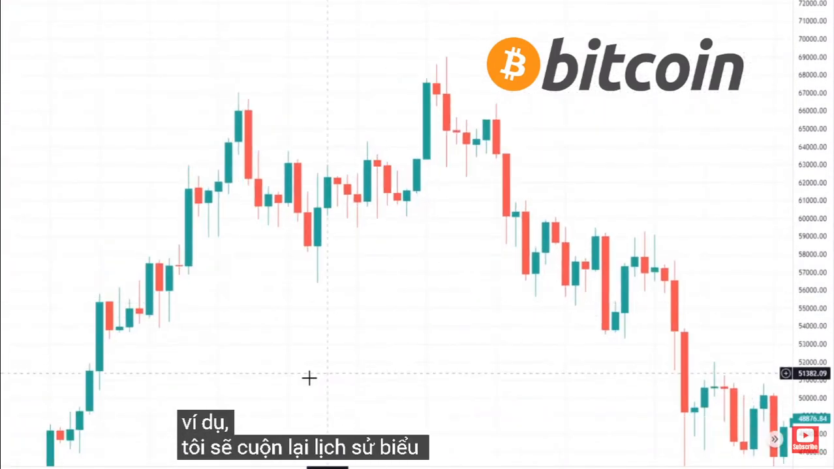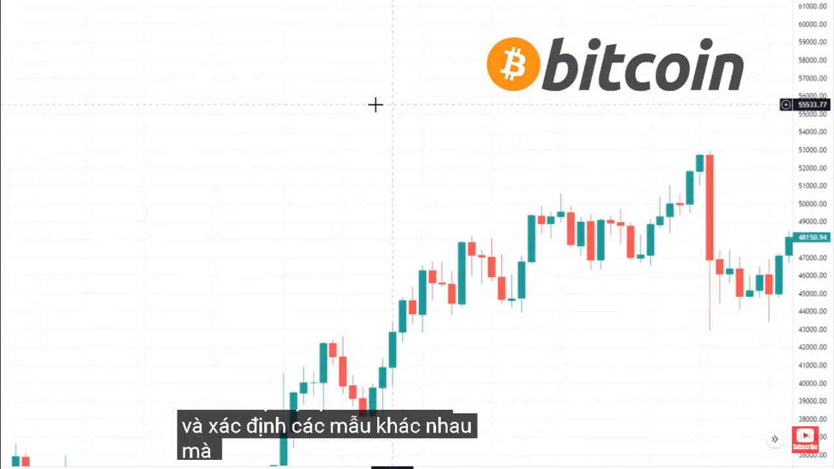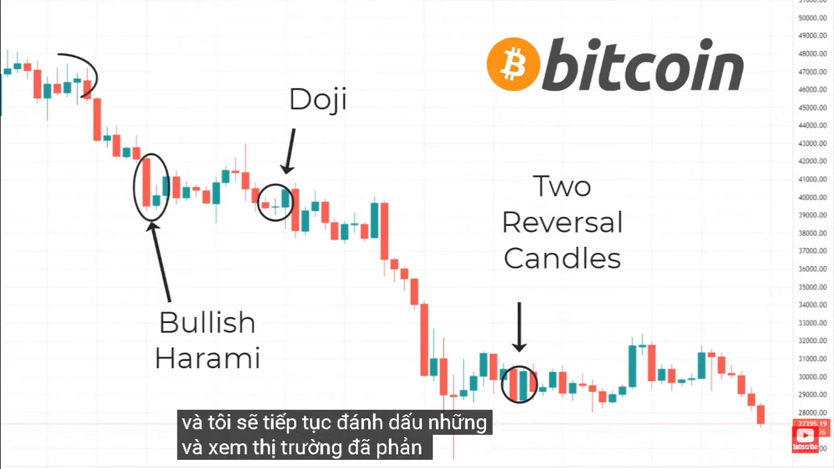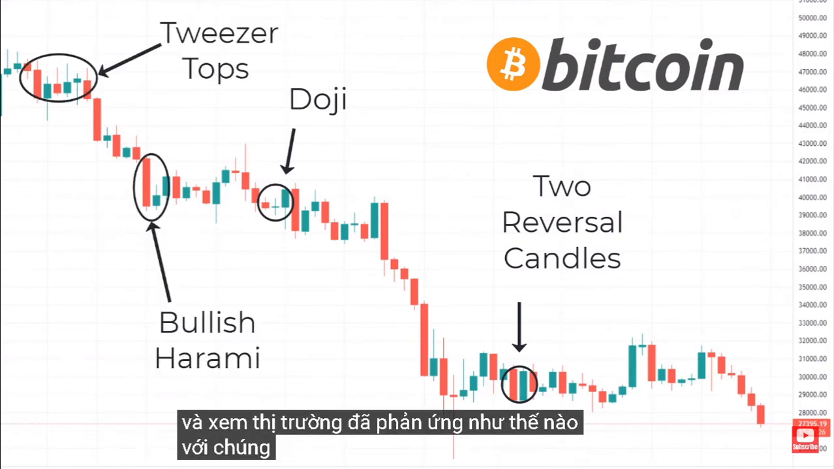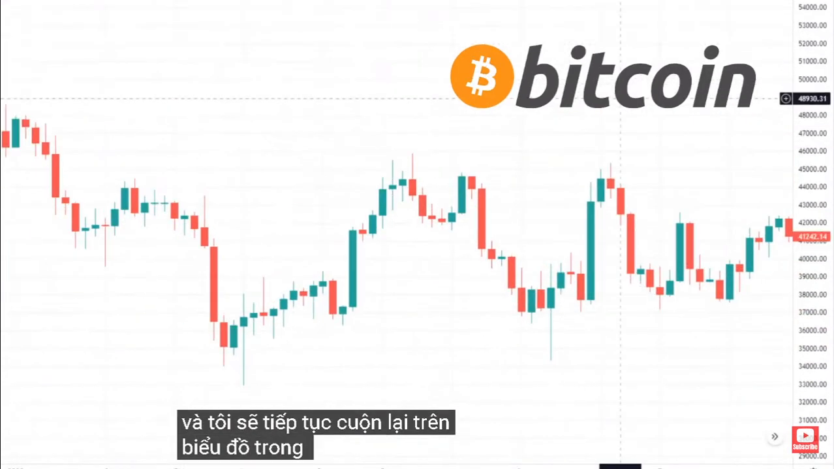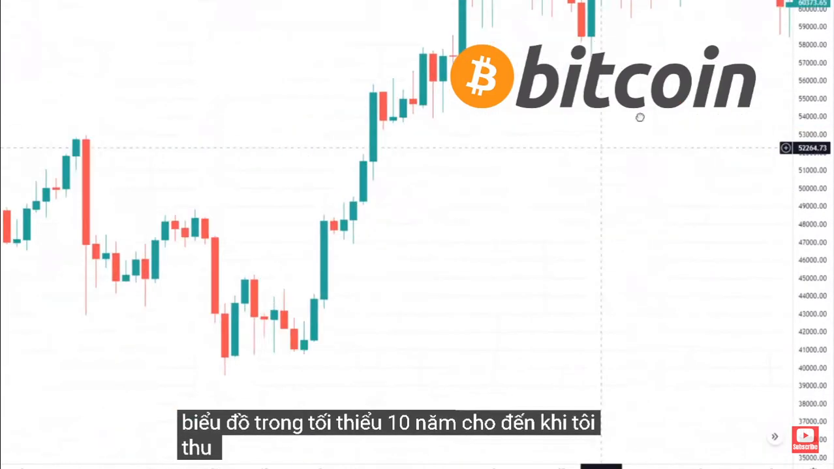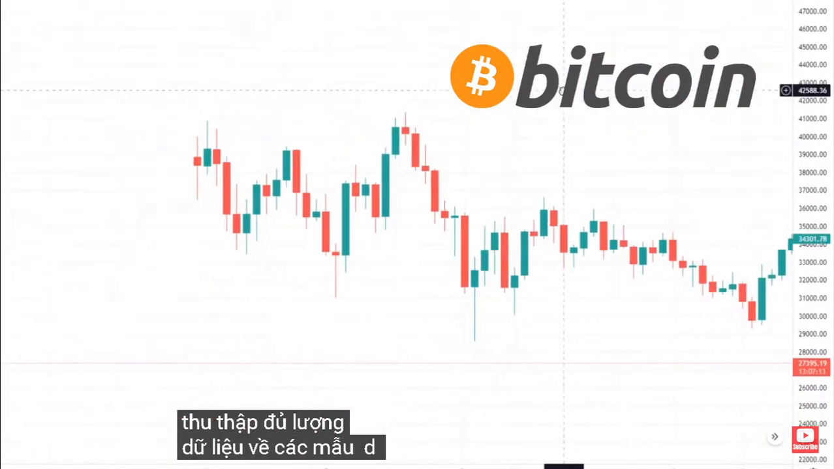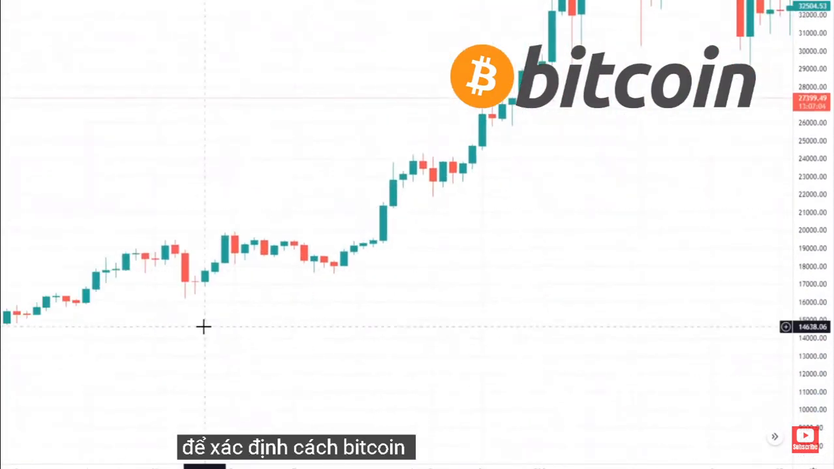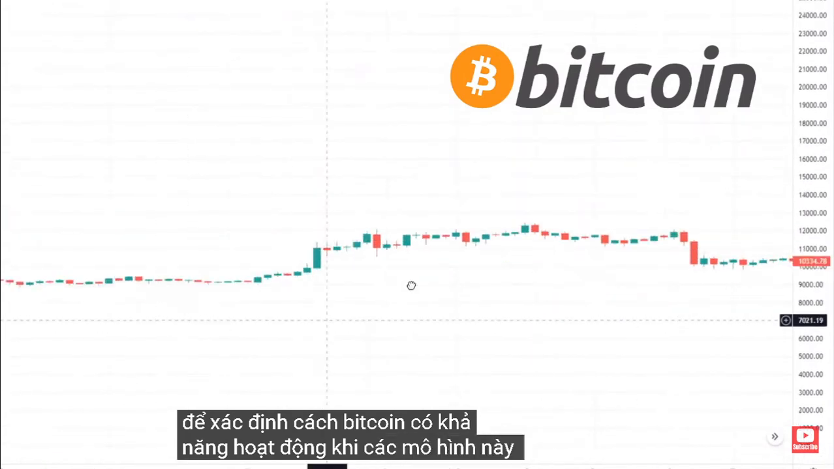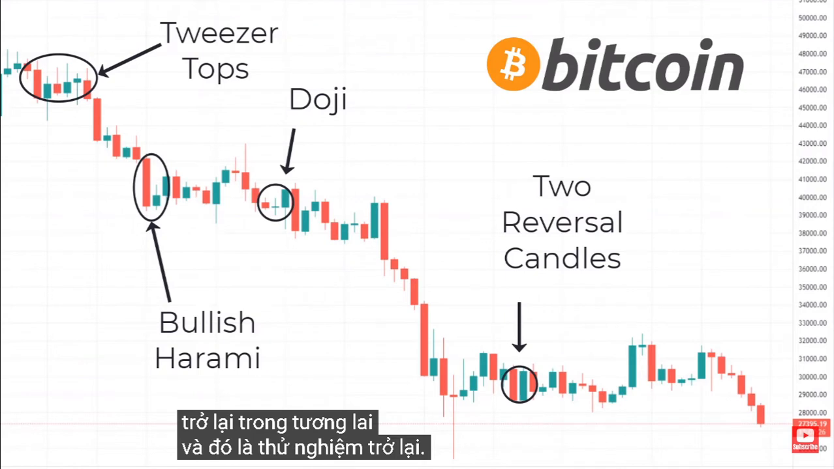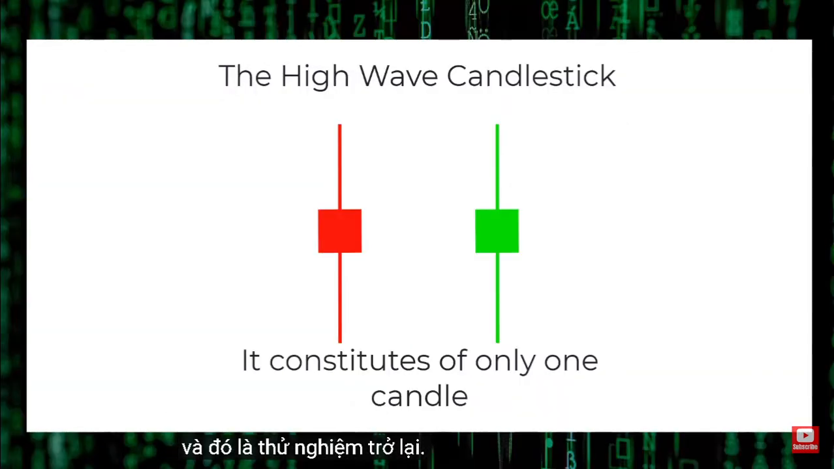I would scroll back into the chart history and identify the different patterns which I would run into. And I would keep on marking these patterns and see how the market has reacted to them. And I will keep scrolling back on the chart for a minimum of 10 years until I have collected a sufficient amount of data on the patterns and find out how repetitive and effective the patterns have been, to determine how Bitcoin is likely to behave once these patterns show up again in the future. And that's backtesting in a nutshell. Now, let's get back to the candlestick patterns.